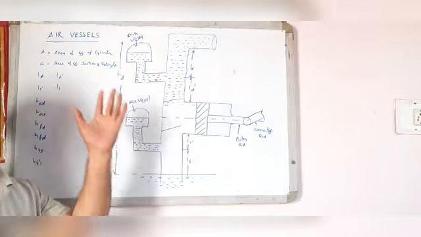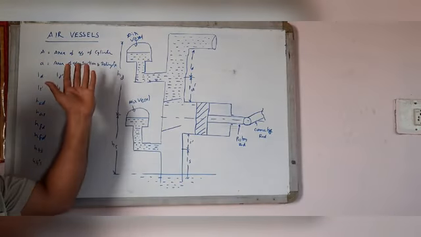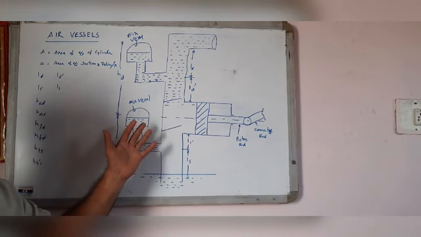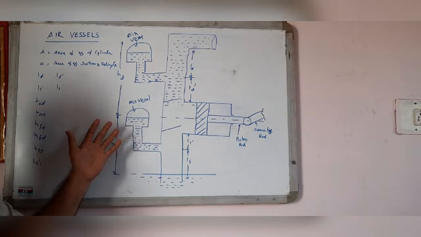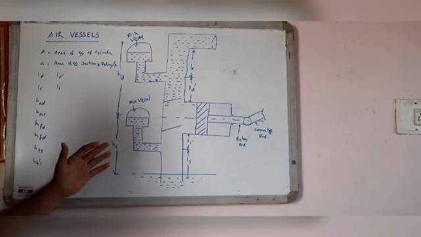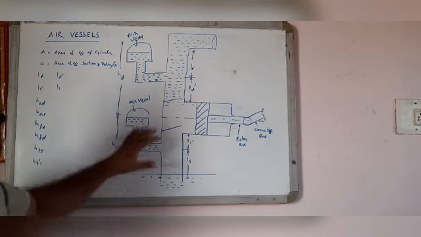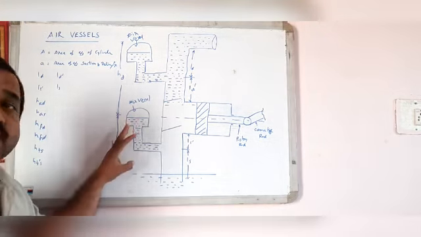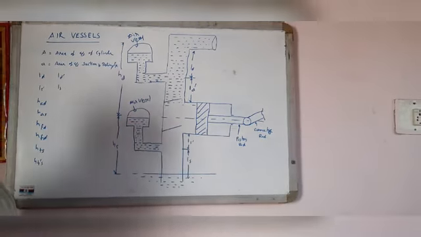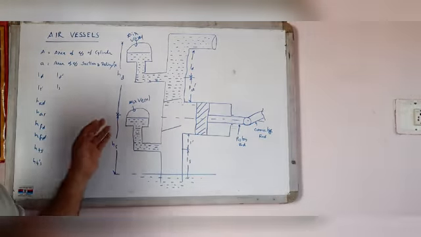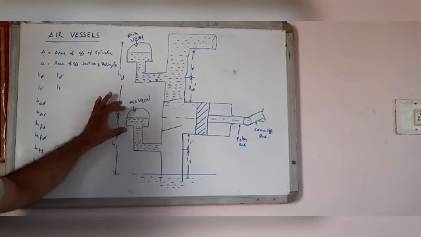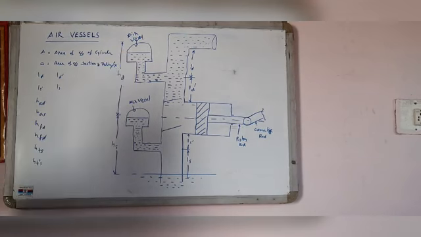Dear students, this is our next topic, air vessel. In the single acting cylinder pump, we are using air vessels at the inlet and outlet both sides, that is, in the suction side and also the delivery side. So the output from this pump is continuous. These air vessels are 50% filled with water and 50% air.